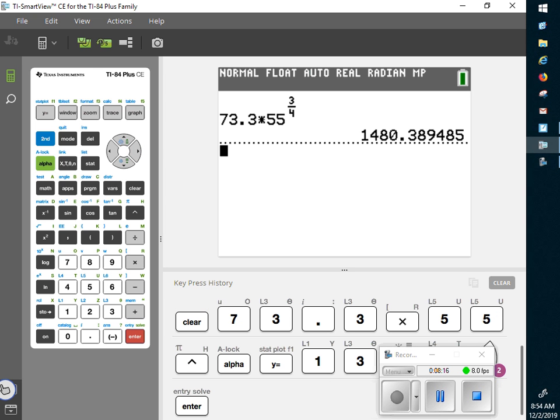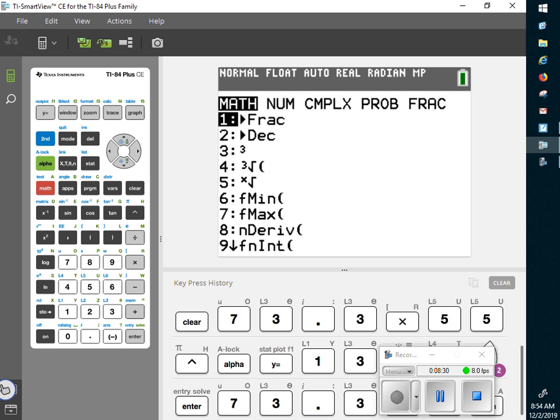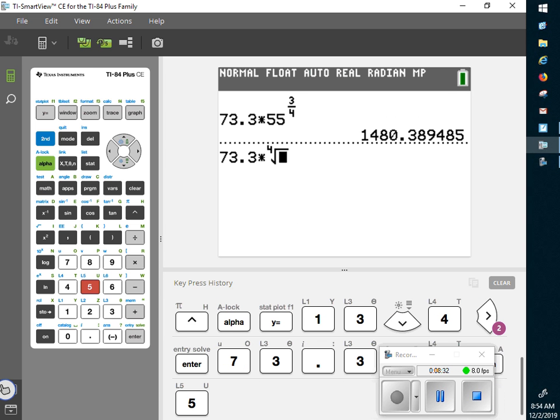Anybody get that? Okay. 73.3 times. Did anybody want to do it with the fourth root? Do you remember how to do that? Type in your 4 and then go over here to math, option 5. 55 raised to the third power.